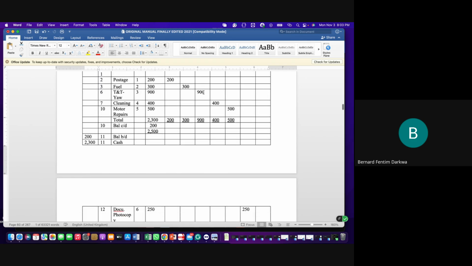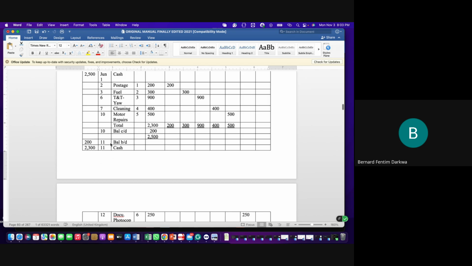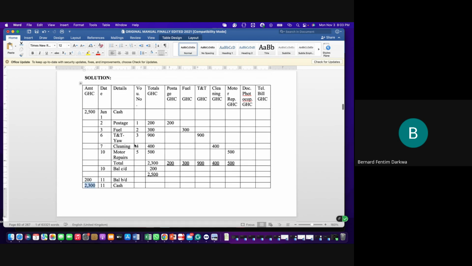So here, the date you cannot make it 31st. No. So you have to make it on the 10th. Balance CD. See, the same day, 10th. Let's carry it down. So you total everything, it is 2,300. Here is 2,500. So the difference is what? My account itself is saying 200. When you add 200 to this, it will be 2,500 against 2,500. So the balance CD is 200, which will come here as balance BD. Then you'll be reimbursed 2,300. So that after this, you can now continue with the 12th transaction.